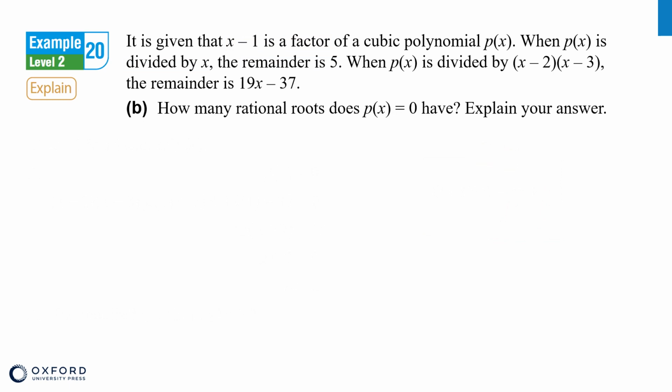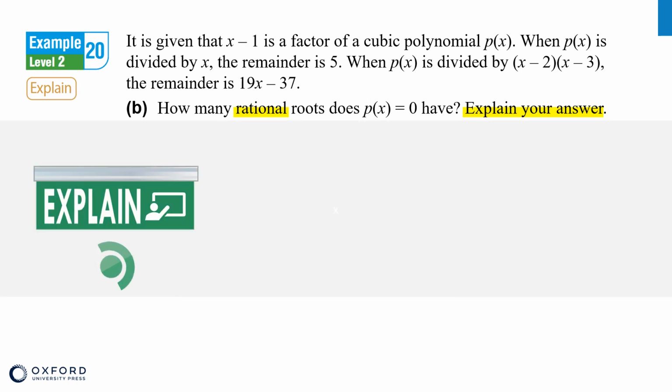Part B, we need to find the number of rational roots p of x equals 0 has and explain it. Recall that a rational number is a number that can be expressed in the form of p over q, where p and q are integers and the denominator q is not equal to 0. We can use this 4-step approach.